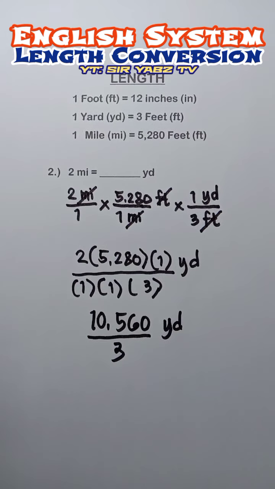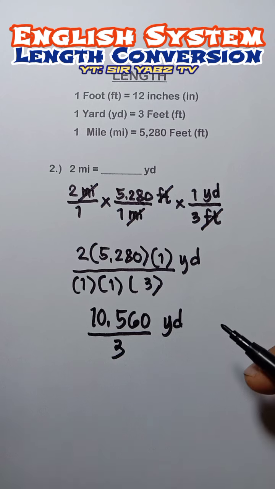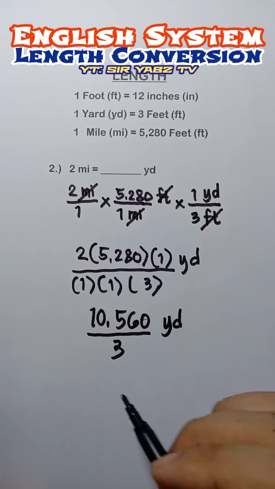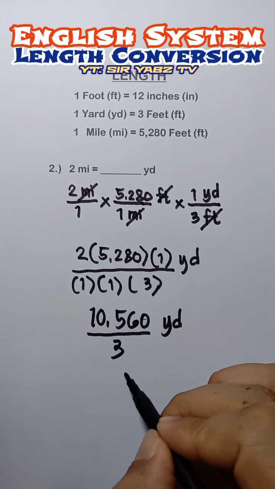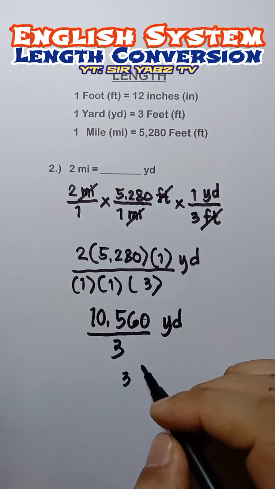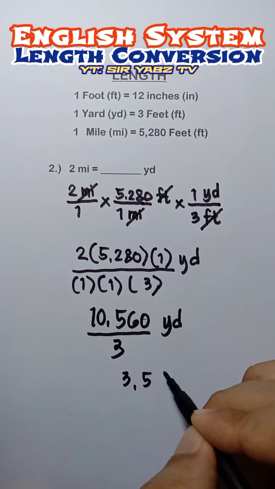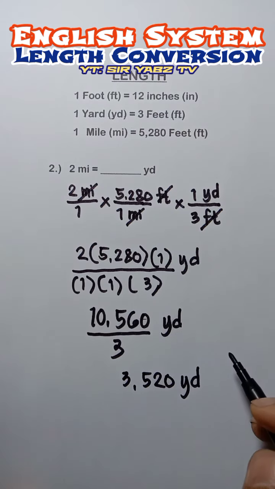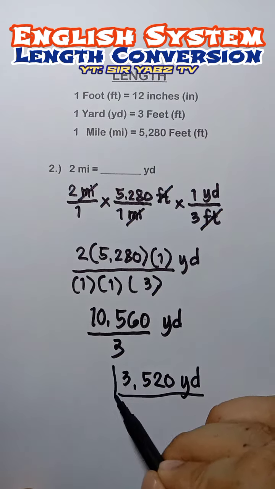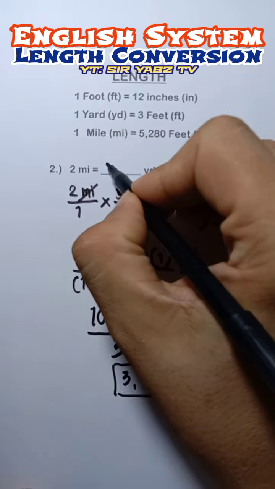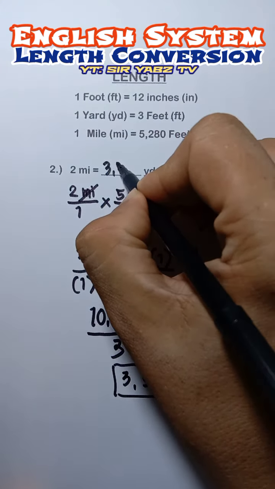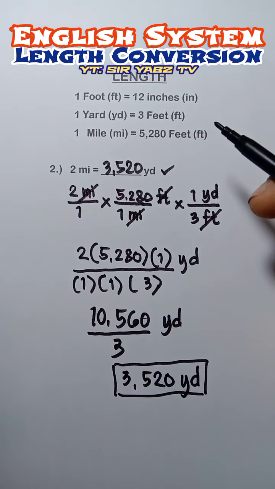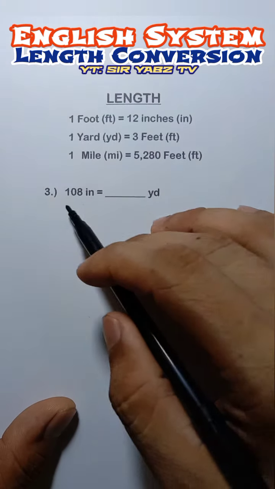10,560 divided, or over, 3. So a fraction is also the same as division. So 10,560 divided by 3. The result is 3,520. Don't forget the unit, yards. So that is our expectation. So meaning to say 2 miles is just equal to 3,520 yards. Okay, check.